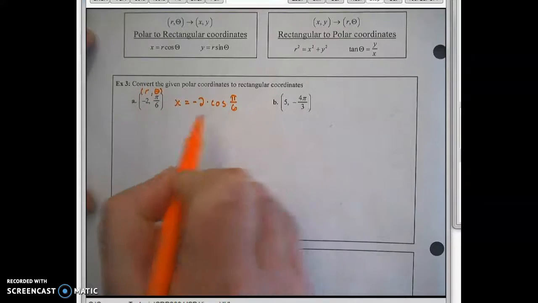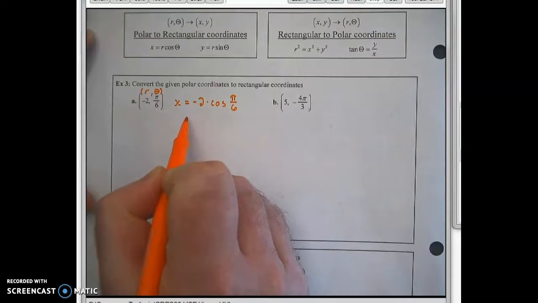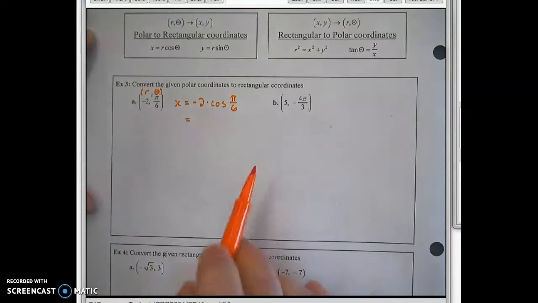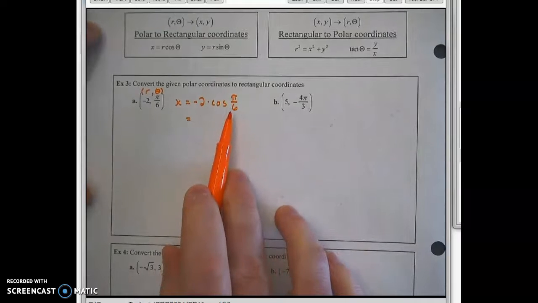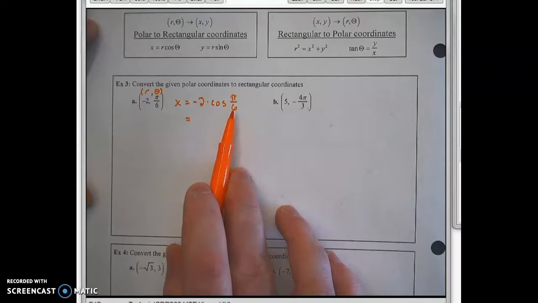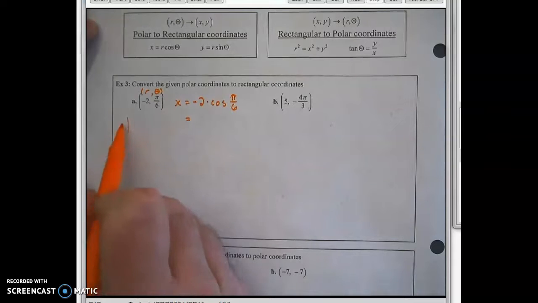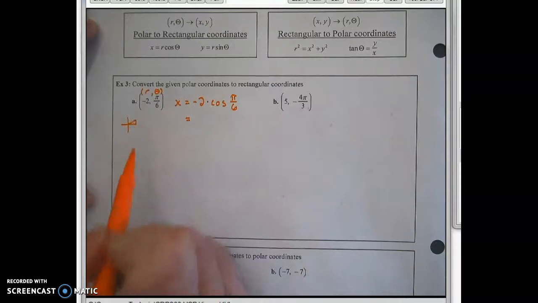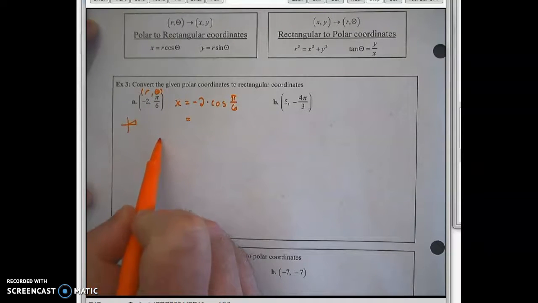All right, now in the past, kids have been tempted to just grab their calculator and type this in. You're going to get a real messy decimal most of the time here. This is something that we can evaluate, something we learned at the very beginning of this semester, cosine of pi over 6. So I'm going to count around to pi over 6. That's 30 degrees. Now I'm going to take that triangle, I'm going to blow it up.